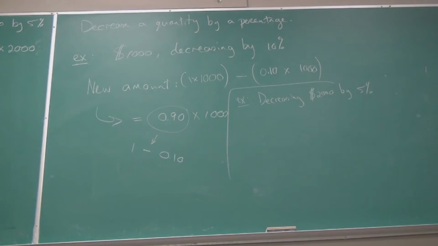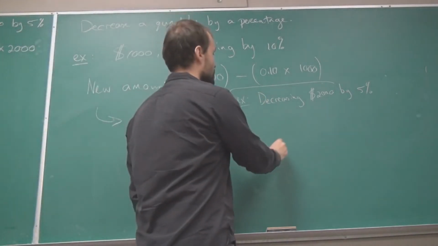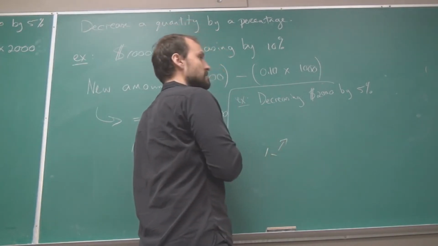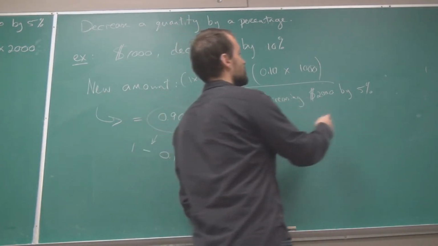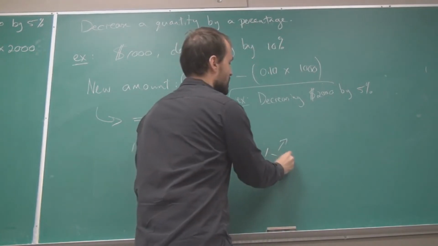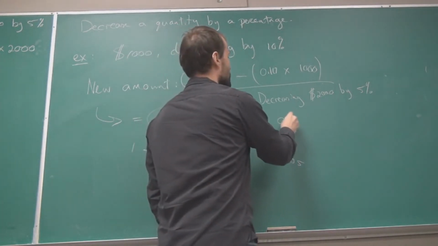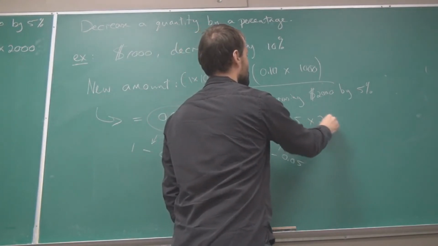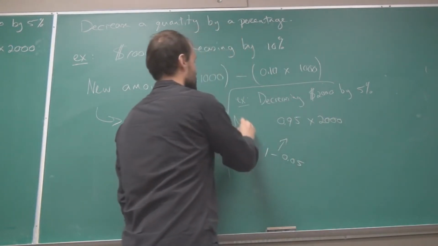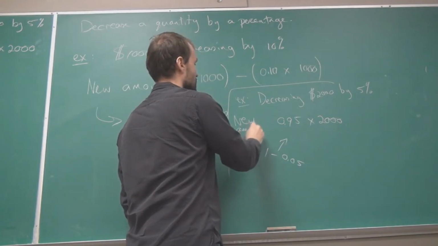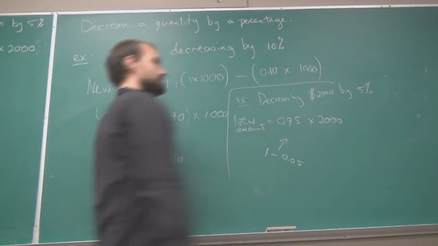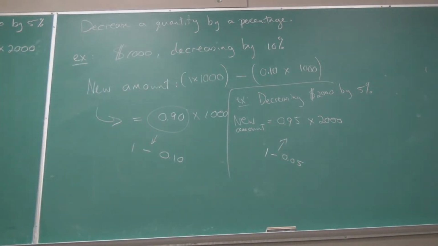What does the calculation look like? Well, decreasing tells me I'm going down from 1 by how much? By the decimal version of that percentage, which is 0.05. So it would be 0.95 times the original amount. That is my new amount. And it really is that simple.